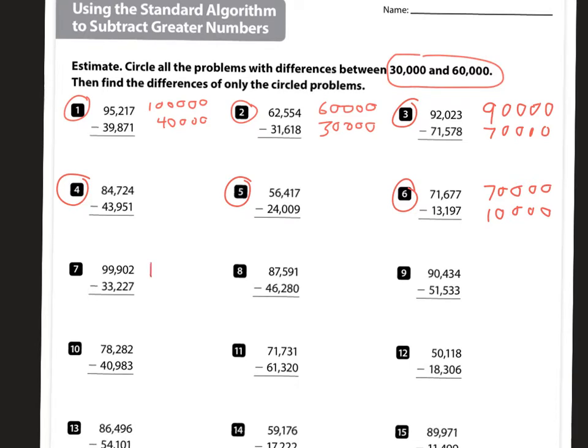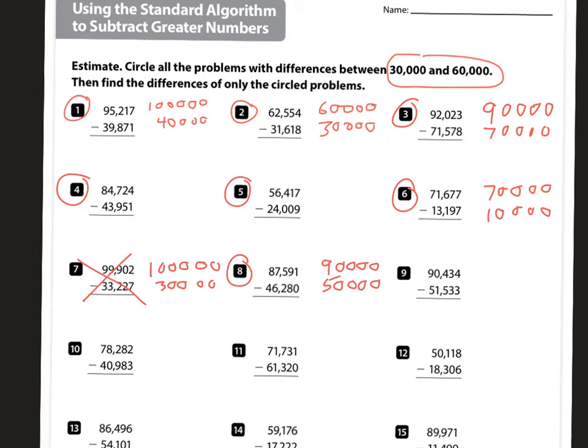This one would be 100,000 and 30,000. So the difference there is 70,000, so we do not have to do number 7. Number 8, we got 90,000 and we have 50,000. So solve number 8.